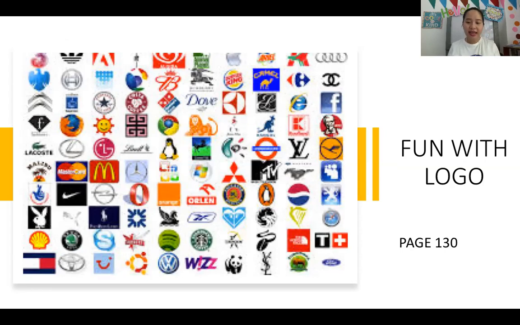So it's not stated in your learning plan, but I want to give you an activity based dun sa book. Okay? On page 130, I know you're good with brands, logos. So you have here letter A. So you identify the names of these logos. You write the name of the logos inside the tag. Okay? Inside the tag. So I hope you follow. Okay? Sa letter A lang siya. Do not include letter B. So let's move on.